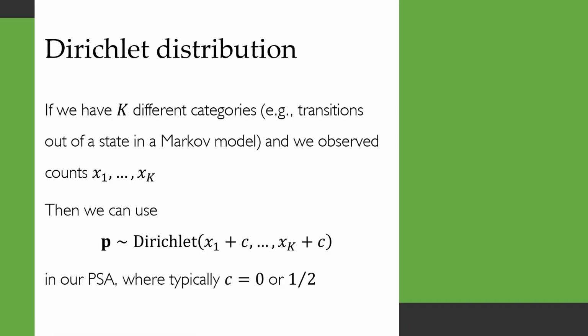You might put them in a vector that you just call alpha. And the way that you would use it is that if you had k different categories, for example, transitions out of a state in a Markov model, and you observed actual counts of those different categories, transitions x1 up to xk, then you can use a Dirichlet distribution where alpha 1 is equal to x1 plus c, and so on, up to alpha k being xk plus c. And c would typically be 0 or a half. As I said before, I would typically use a half for that.